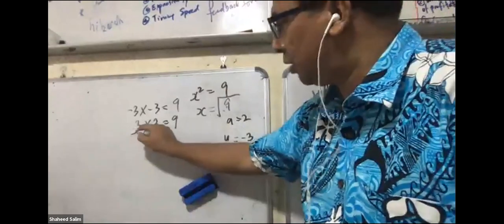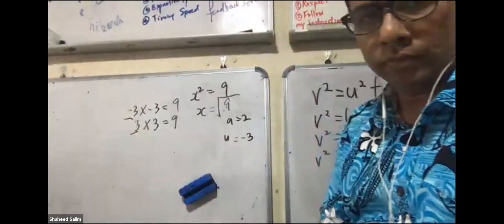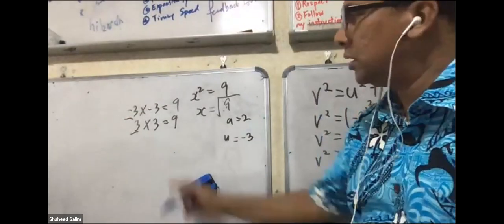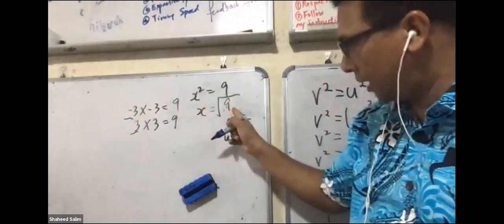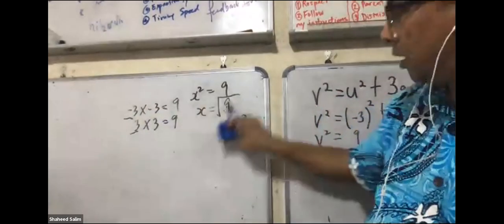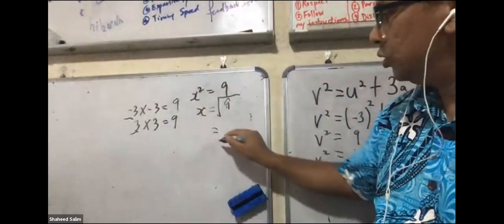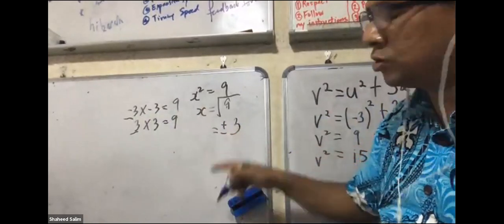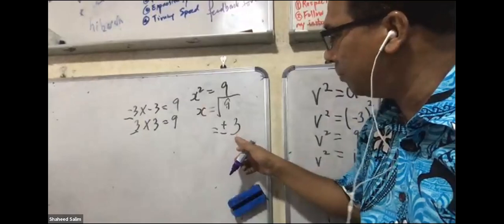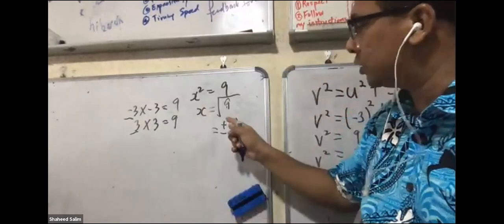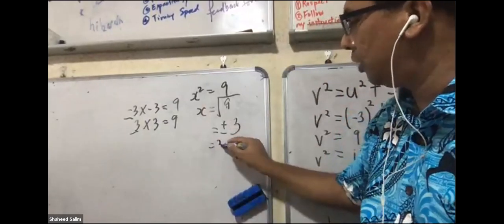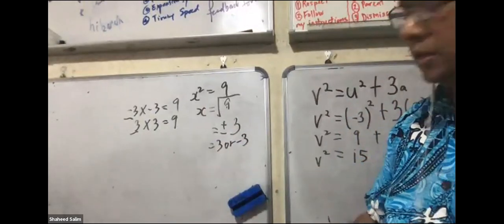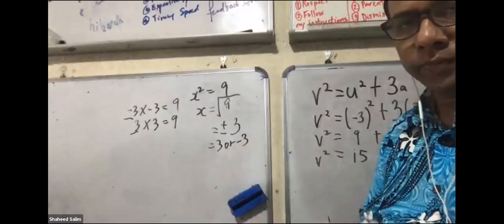One of them is 3, the other one is -3. You understand? Because negative times negative equals positive, which is 9. So the answer here you can write as plus minus 3. Plus minus means this number has 2 values. One is plus, the other is minus, so you can write 3 or -3. These are the 2 values.